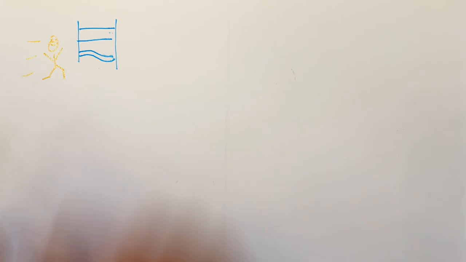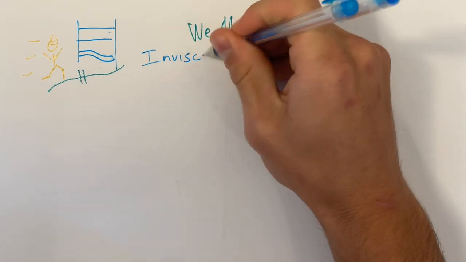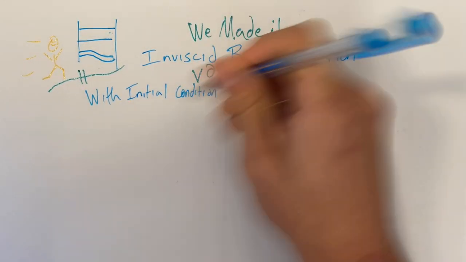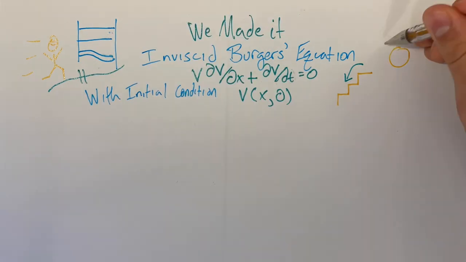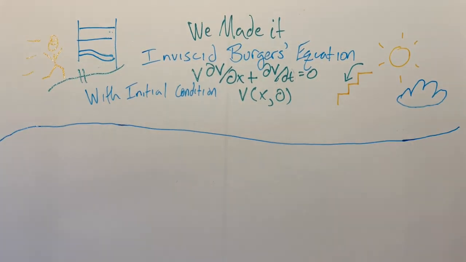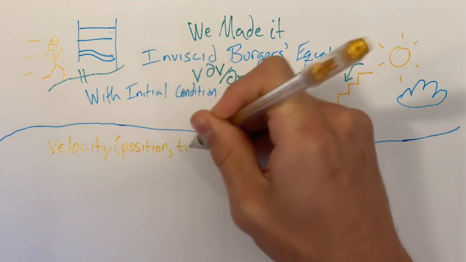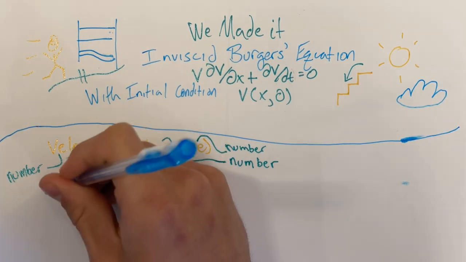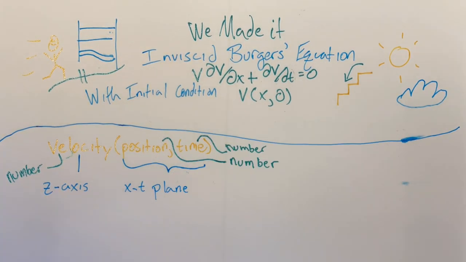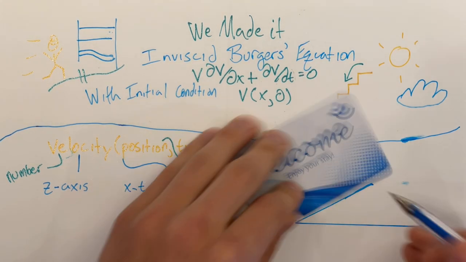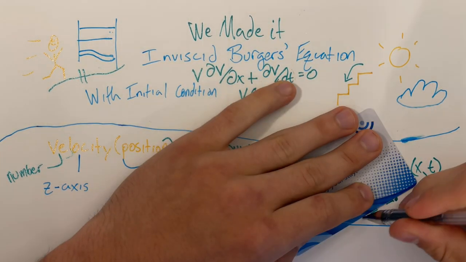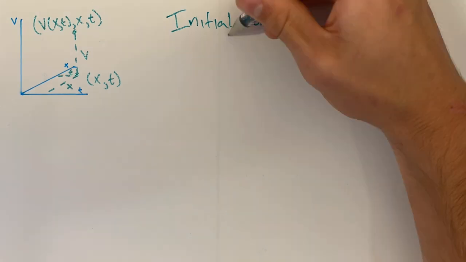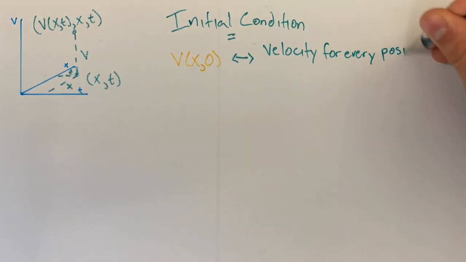All right, we're finally here. Time to solve the inviscid Burgers' equation. We have V partial V partial x plus partial V partial t equals zero, and some function V of x comma zero as initial conditions. At this point, it might be helpful to take a step back and try to visualize the problem. So since velocity is a function of two variables, x and t, and our velocity is just a number, we can visualize our velocity as the z-axis on a 3D graph, with position and time forming the base plane. Then, for every pair of points, x, t, the velocity at that position and time is just given by the height of the graph.